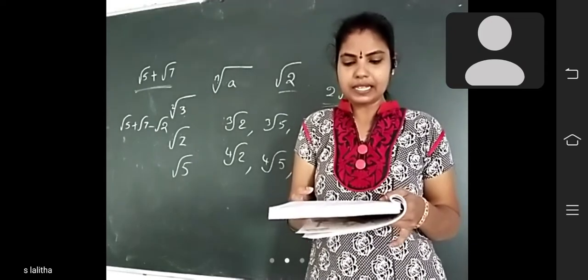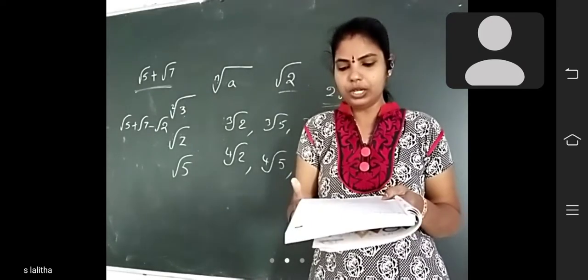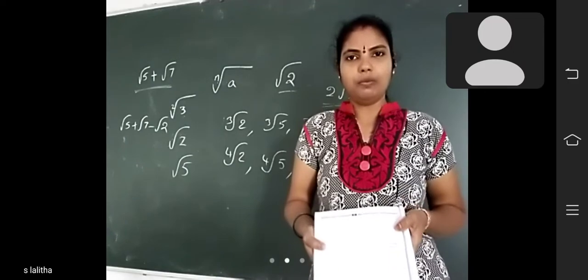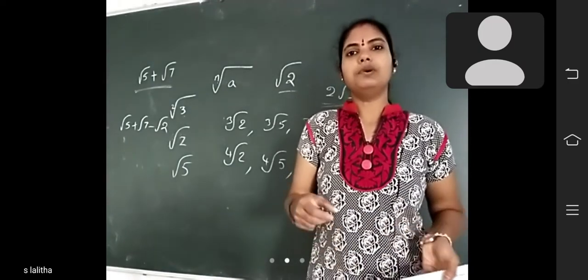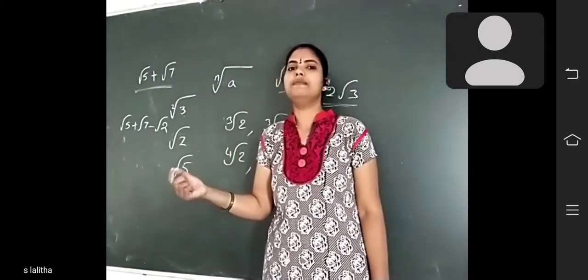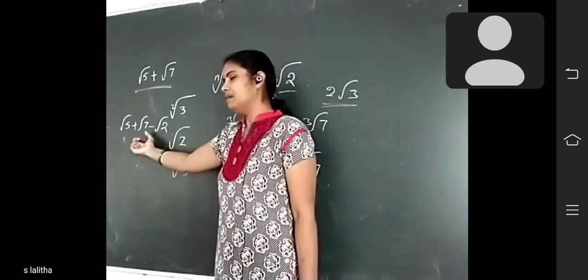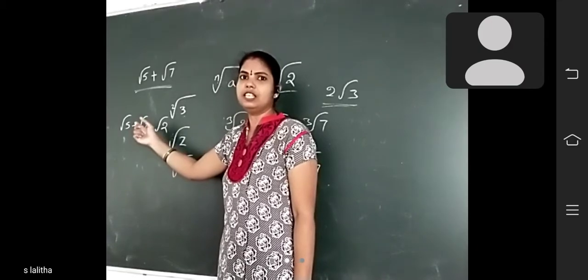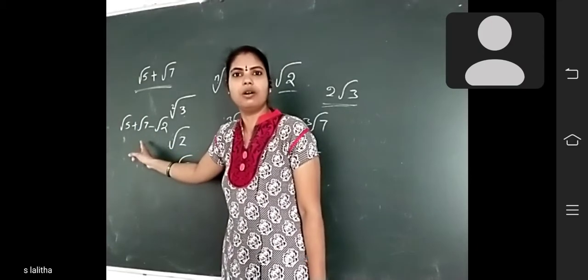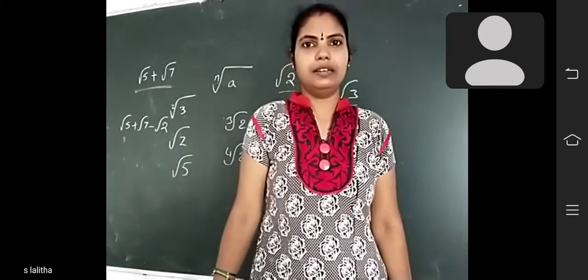Next, polynomial surd. A compound surd consisting of more than two terms is said to be a polynomial surd. The compound surd having more than two terms, those surds are called polynomial surds. Is this a polynomial surd or not? Yes, it has more than two terms. So it is also called a polynomial surd.